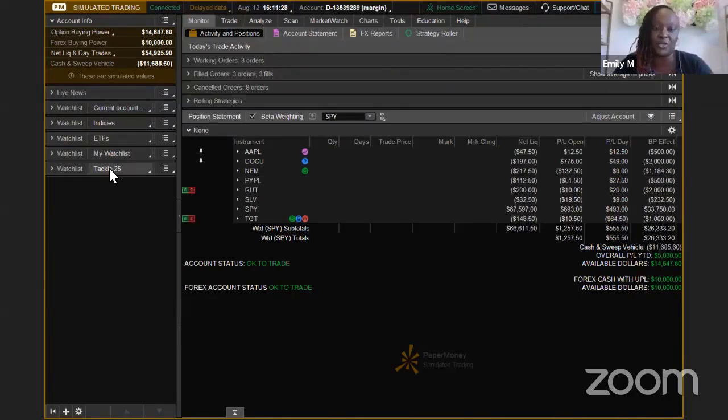So I usually like to make sure that I have a couple of watch lists set up here as well. Number one, it's what I'm currently trading, like what trades I currently have on. And then the things that I'm going to look at, if I'm going to look at the indexes or ETFs or my current watch list. And of course, everybody must have the Taco 25 on their list here. If you don't have a Taco 25 list, we gotta have a conversation.